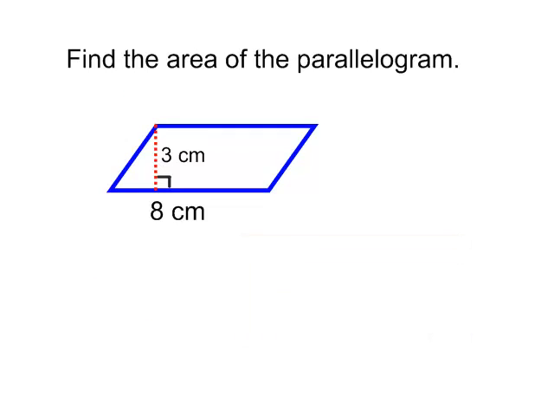Find the area of the parallelogram. Well, the area will be the base times the height. The base of this parallelogram is 8, and I do see this line segment that is perpendicular to the base, so I do know it is the height. It is 3 centimeters. 8 centimeters times 3 centimeters will equal 24 square centimeters.